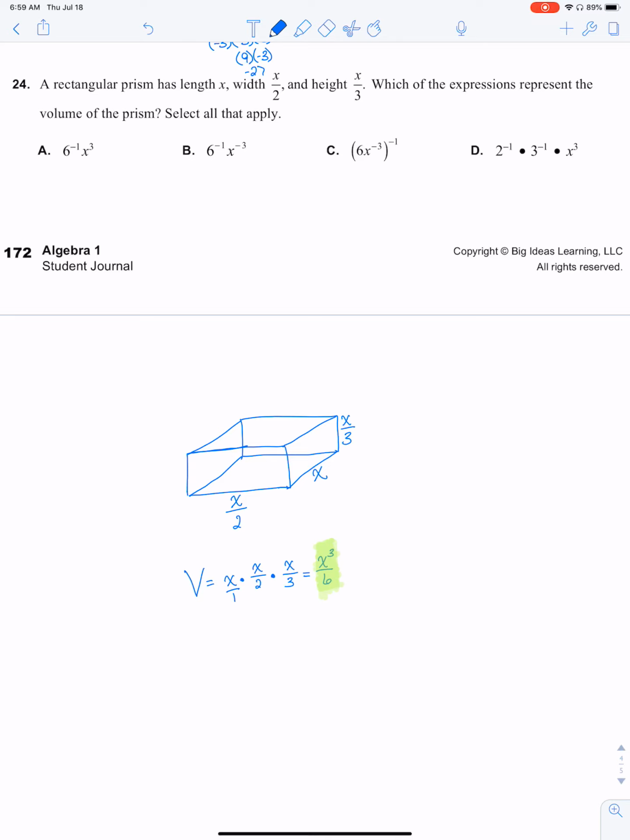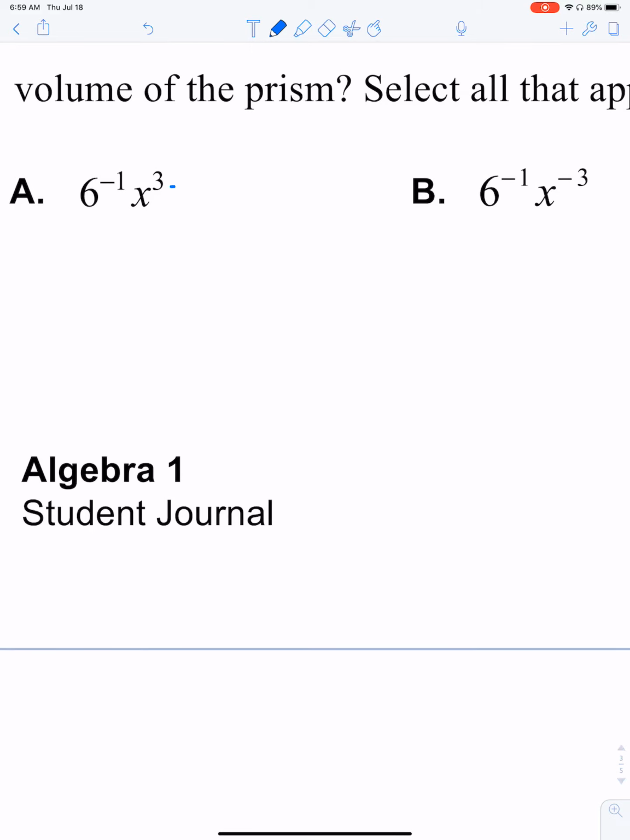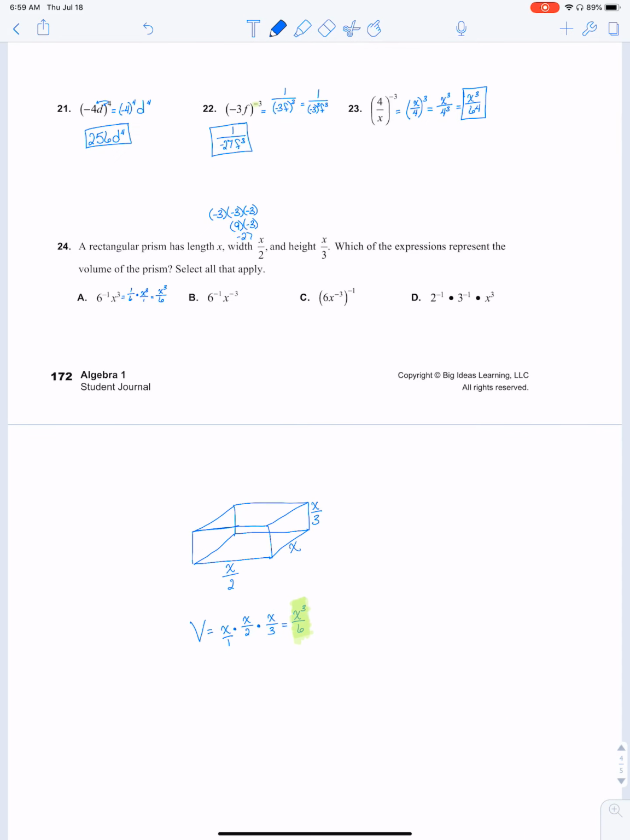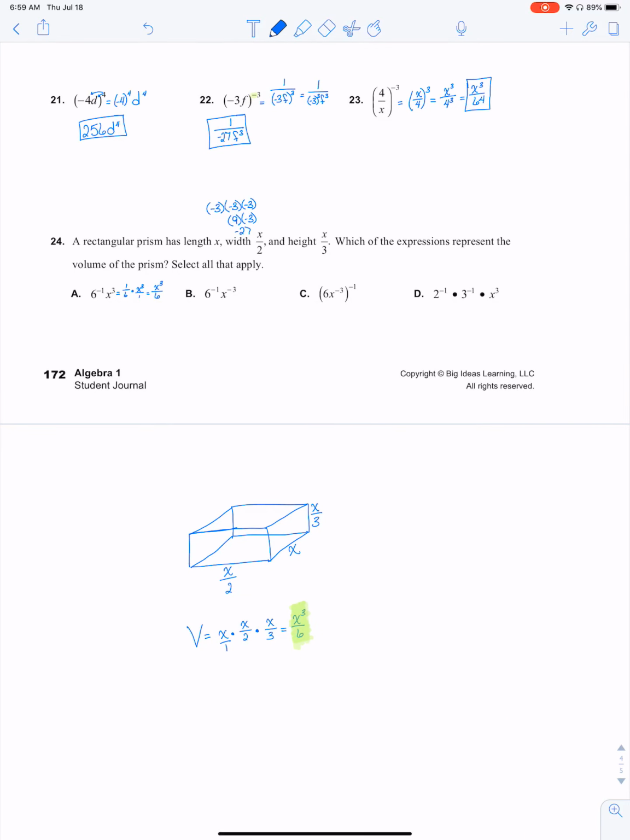So part A, we have 6 to the negative 1. Well, I know that that changes to 1 over 6, and that's multiplied by that x to the third, which is over an imaginary 1. When we do this, 1 times x to the third is x to the third over 6 times 1 is 6, and that is exactly the answer that we're looking for. So part A is definitely a possible answer.